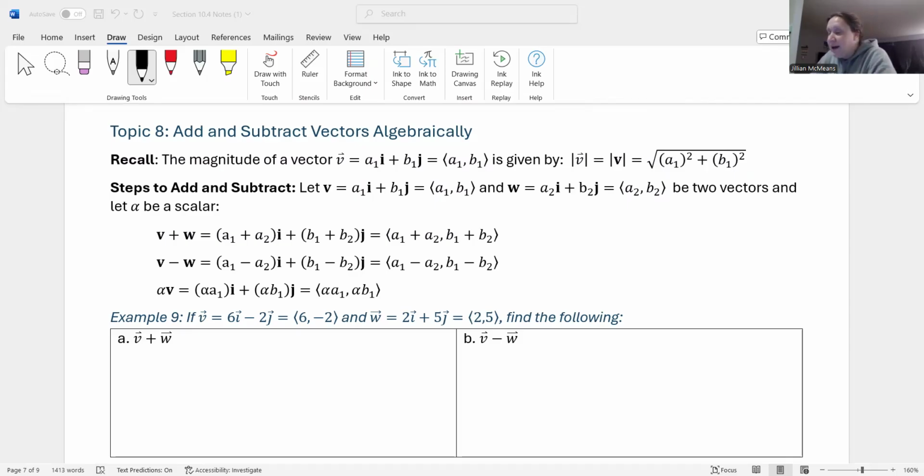For topic 8, we're going to add and subtract vectors algebraically, and this is really not going to be that difficult at all. It's fairly straightforward, just basic arithmetic, okay? Please do recall that we're going to be looking at magnitude again too.